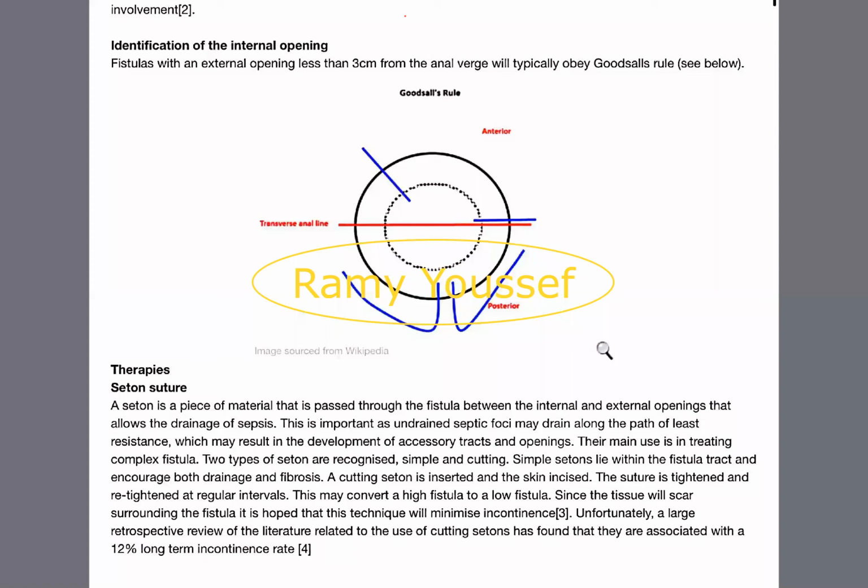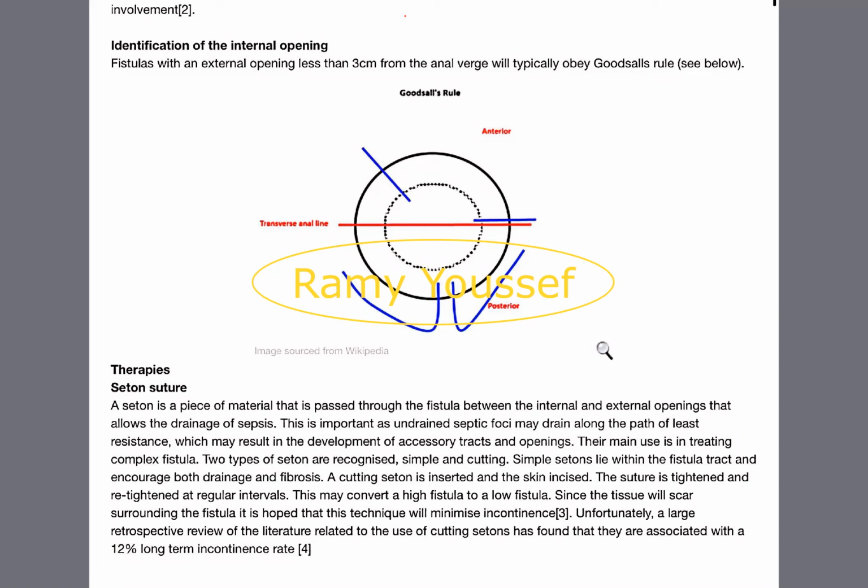Consider the patient is examined while lying on his back. From 3 o'clock to 9 o'clock, you'll take a transverse line. Any fistula or external opening above this line, you will go with a direct, straight line to the opposite part inside the anal canal, and you will find the internal opening. If you find the opening below this line, from 3 to 9 below this line, the internal opening will mostly be in the midline posterior. Is it clear? Yes.